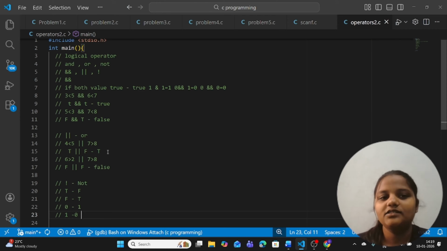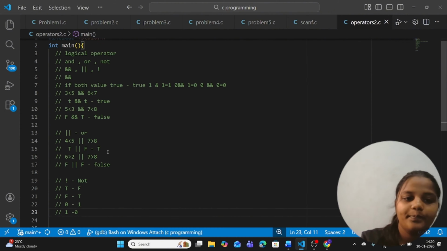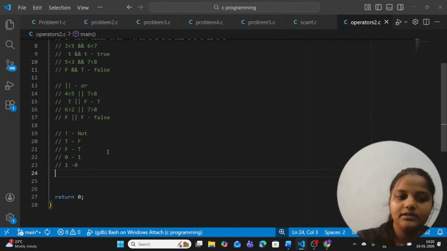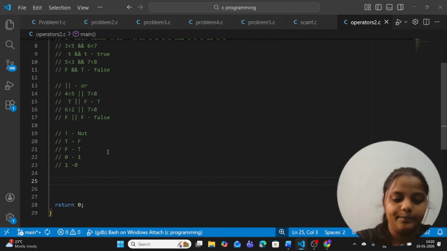We will use these logical operators more in conditional statements. We will see conditional statements later. So this is how the logical operators work. See, let me print it.